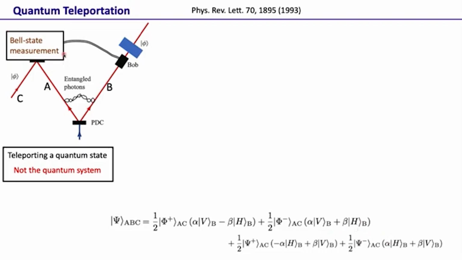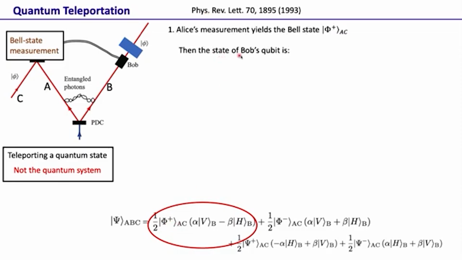So Alice now makes a Bell state measurement on the state of particles A and C. And of course, if Alice makes a Bell state measurement, then she will end up with either phi plus, phi minus, psi plus, psi minus. So let's say that Alice ends up with this term, that means phi plus AC. That means the state collapses into the first term. So if the state collapses into the first term, Alice definitely gets phi plus AC, and the state of Bob's qubit, that means the state of particle B, becomes alpha VB minus beta HB. That's the state of particle B right over here. We can also write it as minus beta by alpha.